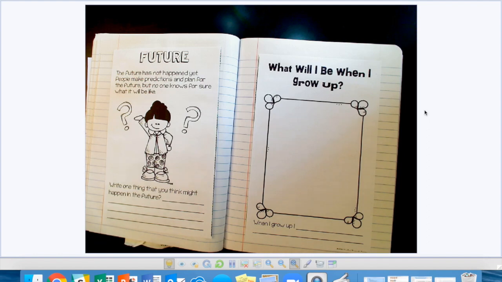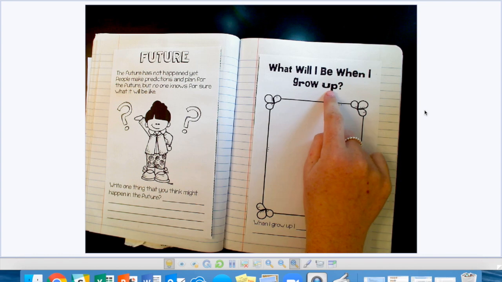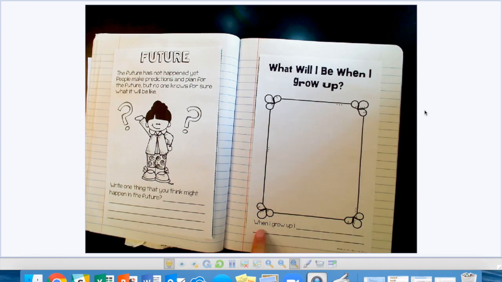Write one thing that you think might happen in the future. What will I be when I grow up? You're going to draw a picture and finish the sentence.